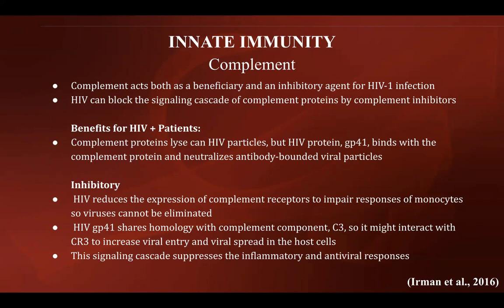HIV GP41 shares homology with complement component C3, so it might interact with the C3 receptor to increase viral entry and viral spread of disease in host cells. This signaling cascade suppresses the inflammatory and antiviral responses.